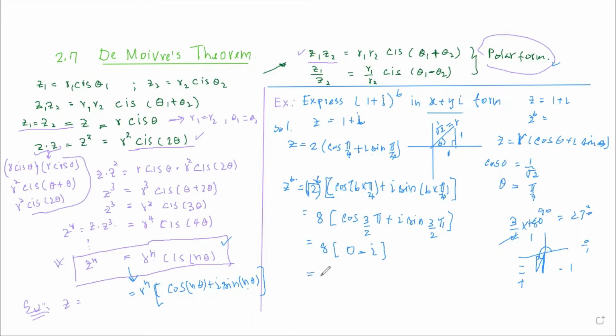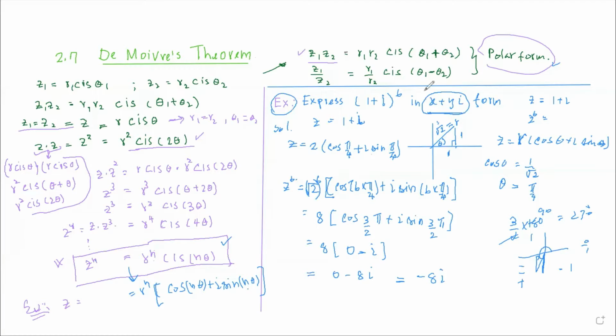So the answer, when writing in the pattern x plus yi, is minus 8i. You can leave it like this, or you can write it as negative 8i, okay, because right now x is equal to 0 and y is equal to negative 8. So this finishes this example. This is an example, not too hard, right? Beginning how to apply the formula.